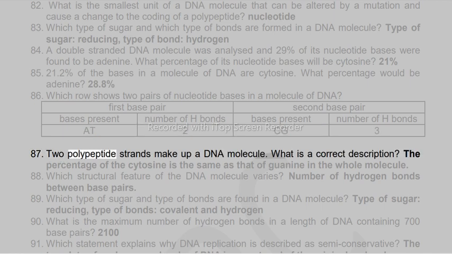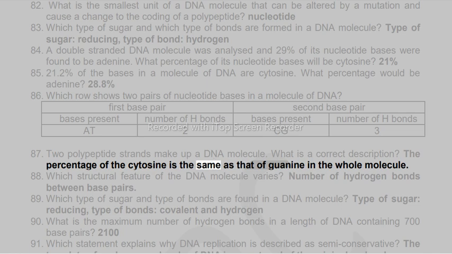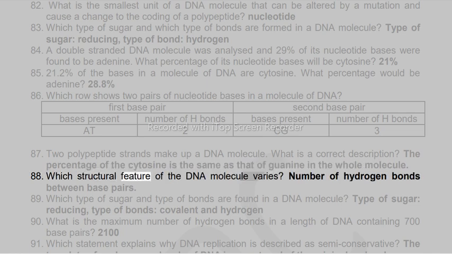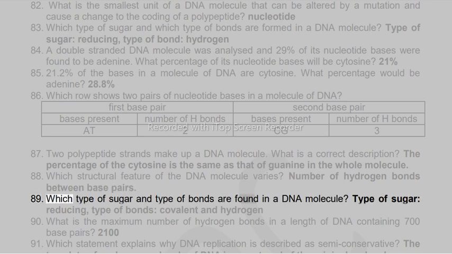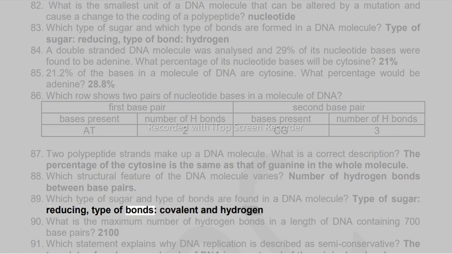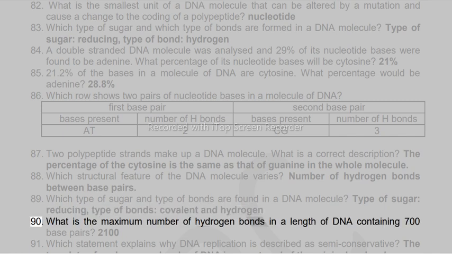87. Two polypeptide strands make up a DNA molecule. What is a correct description? The percentage of cytosine is the same as that of guanine in the whole molecule. 88. Which structural feature of the DNA molecule varies? Number of hydrogen bonds between base pairs. 89. Which type of sugar and type of bonds are found in a DNA molecule? Type of sugar: reducing; type of bonds: covalent and hydrogen. 90. What is the maximum number of hydrogen bonds in a length of DNA containing 700 base pairs?